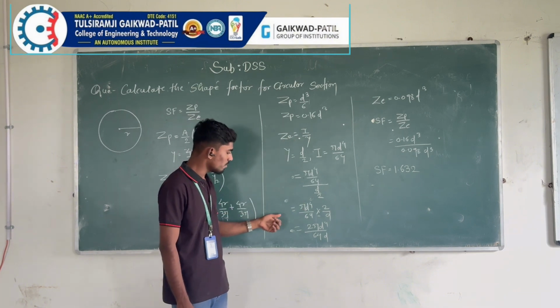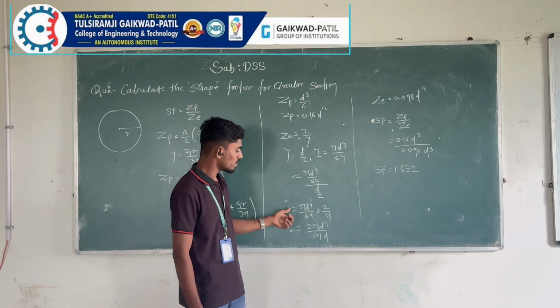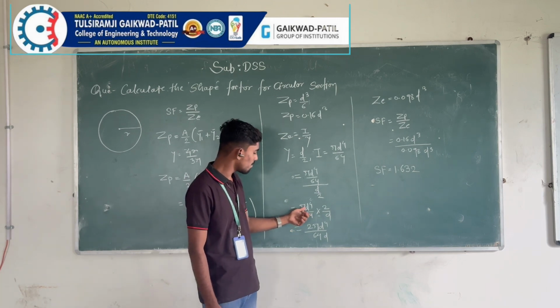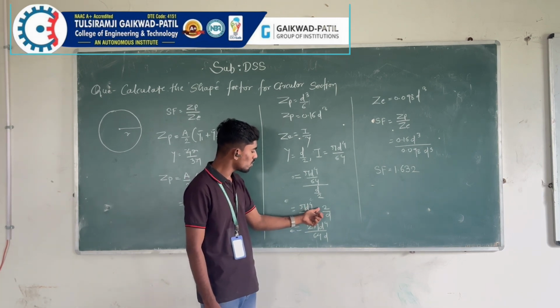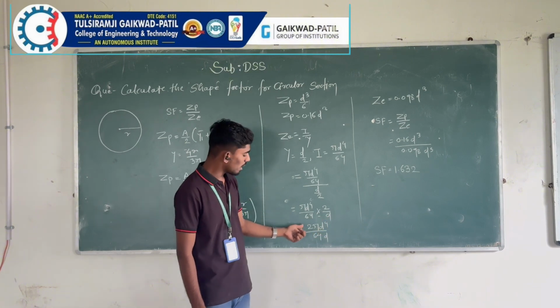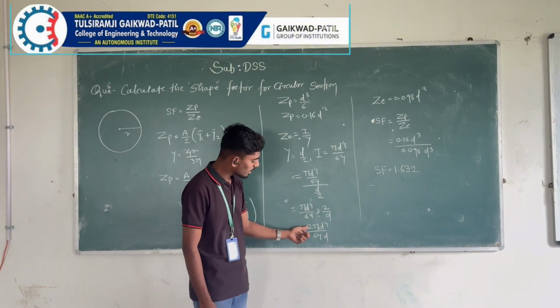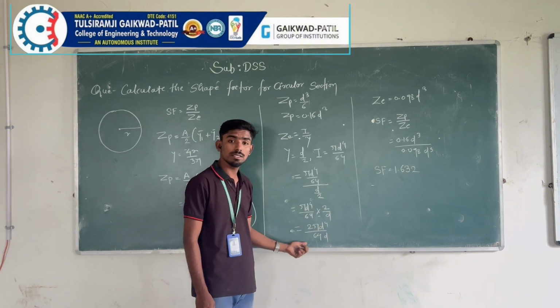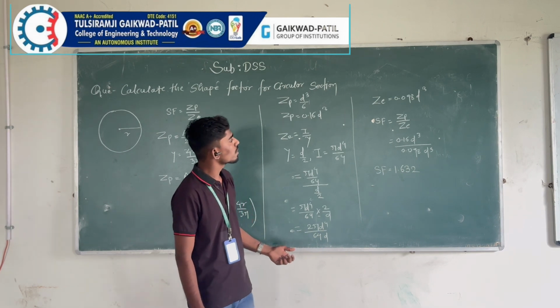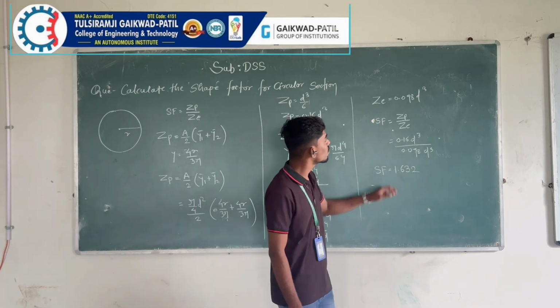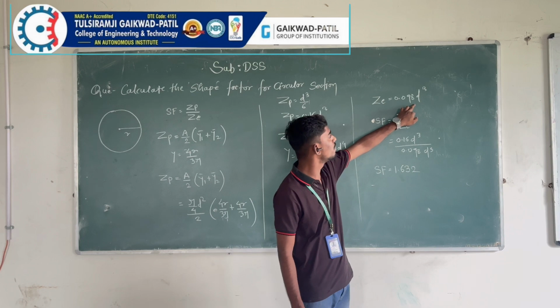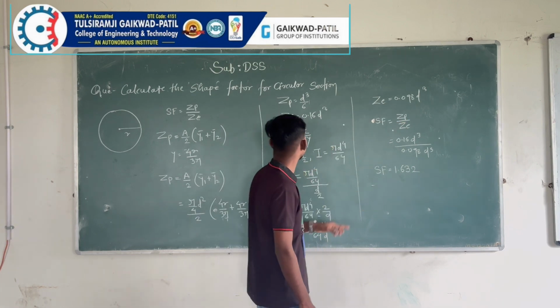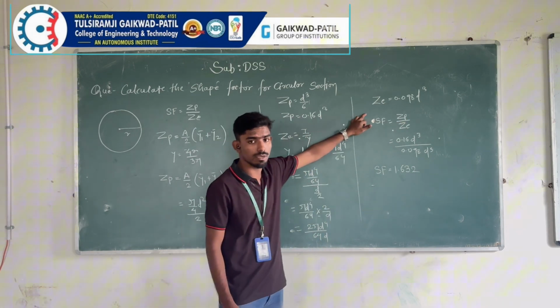Now we solve it. Multiply, so πd to the power 4 by 64 into 2 by d. Now we solve again, so we get 2πd to the power 4 by 64d. Then we get the answer Z is equal to 0.09 d cube. So now we get the Zp value and the Z value.